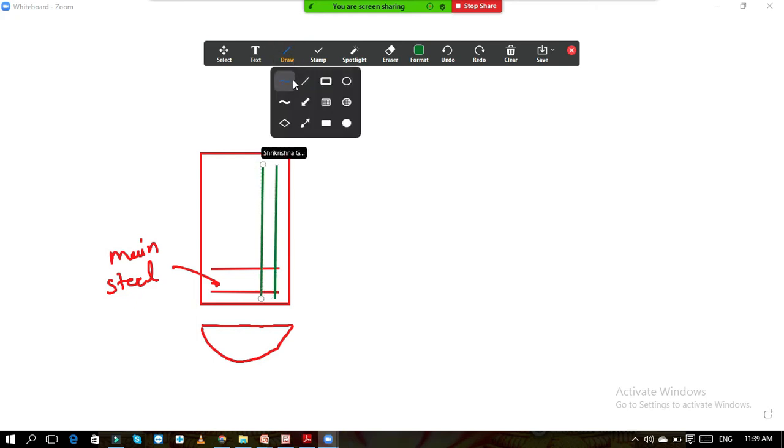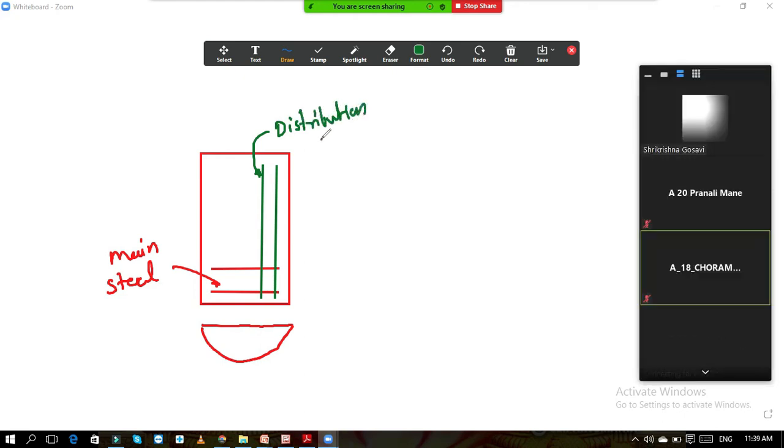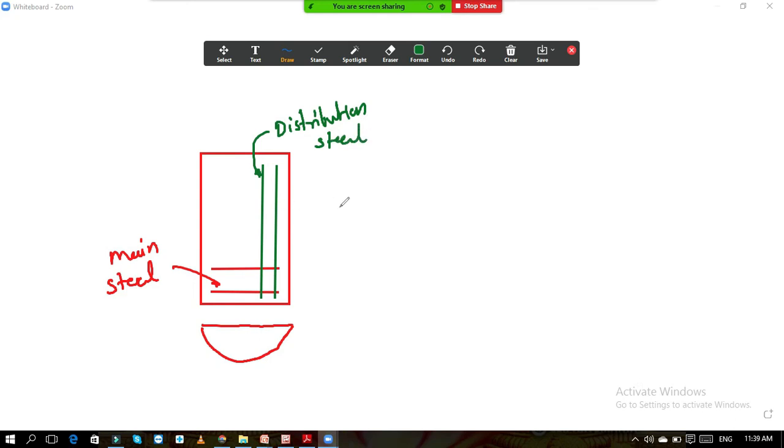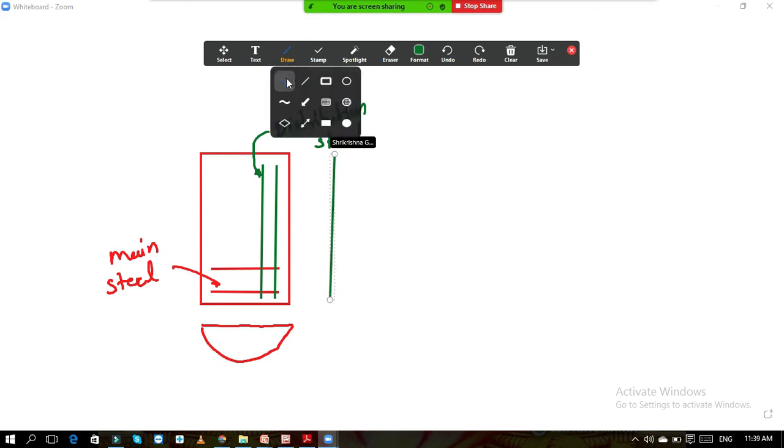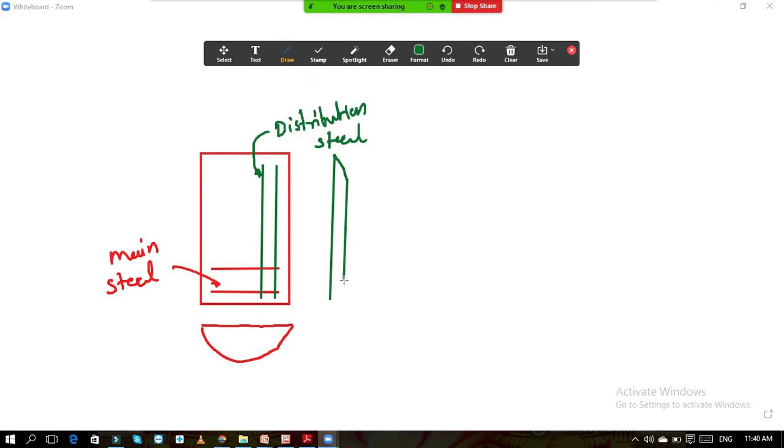This is called distribution steel, or it is called minimum steel. And why is it minimum? Because if we see the deflection curve along this slab, then this deflection curve is constant. It is not a large value. It is like this as compared to the two-way slab. Okay, so these are the deflection curves.